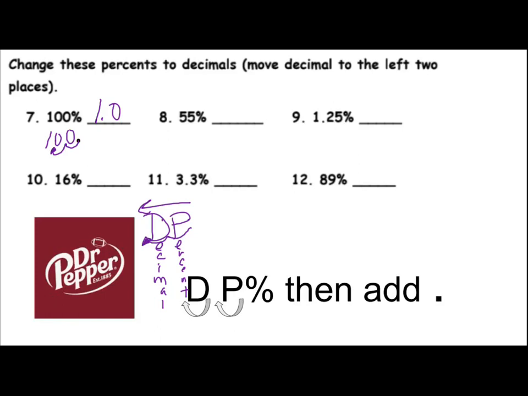Let's look at number 8. We're going to do the same thing. I'm going to rewrite 55, no percent sign. I know there's an understood decimal after that 5. And I'm going to swoop 2 times to the left, so I get 0.55. Pause the video here, try the other 4, and then come back and check your work.